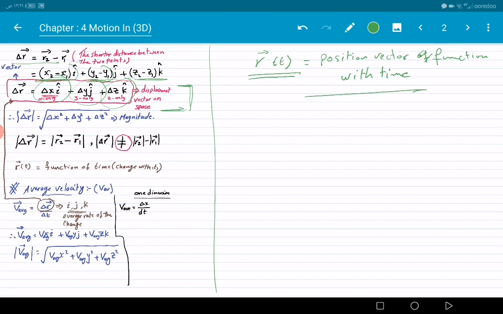How can I find it as a magnitude? Just the absolute value of delta R is equal to the square root of delta x square plus delta y square plus delta z square. So that is the magnitude.